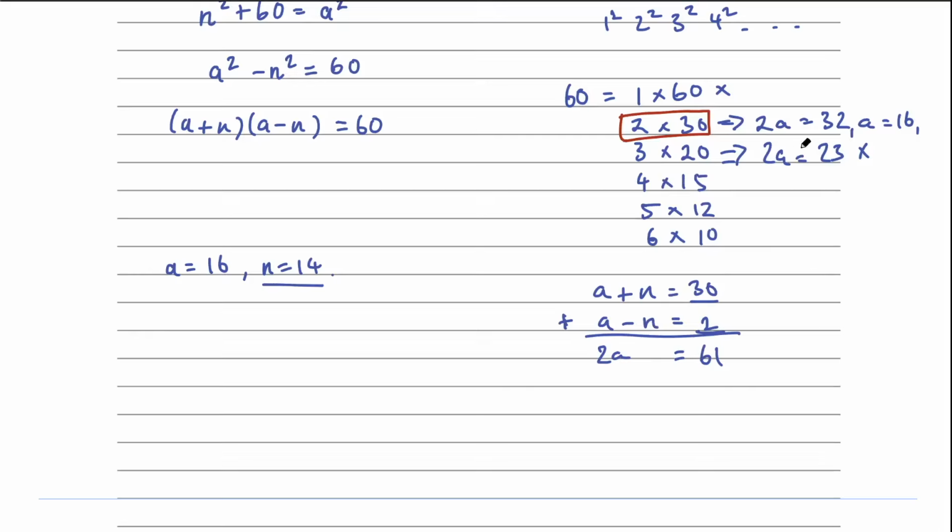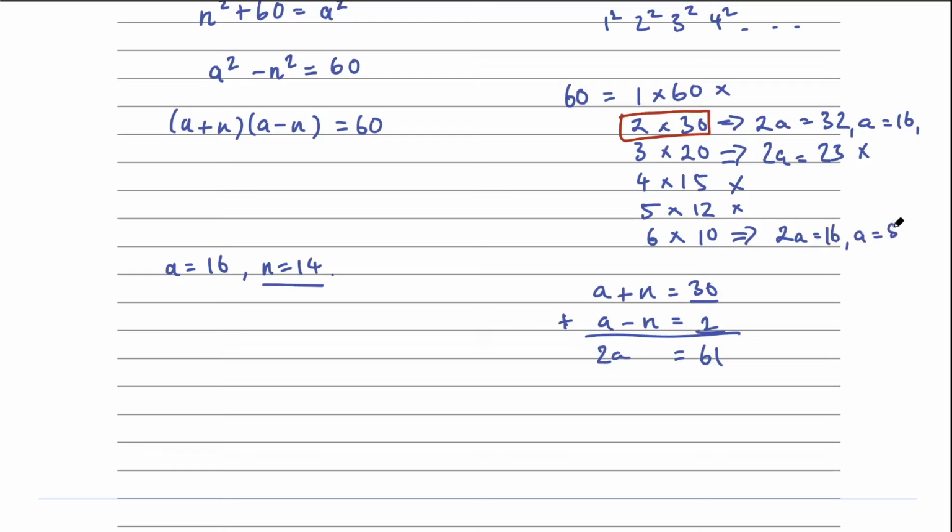Next one, once you get the understanding of what's going on, you can kind of do it in your head. So 4 plus 15 is 19. Divide by 2 won't be an integer, so that's not going to work. Again, 5 plus 12 is not going to work because we get an odd number. And then 6 and 10. Let's try 6 and 10. We'll add those together. Would be 16.